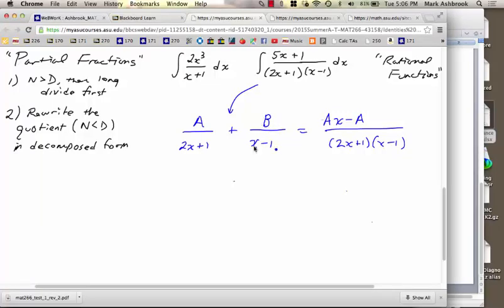What are we going to do here? Top and bottom by 2x plus 1. So it's going to be plus, and I'm going to multiply through 2bx plus b. So this is my a times x minus 1, and this is my b times 2x plus 1. So this right here has to be the same as that right there.